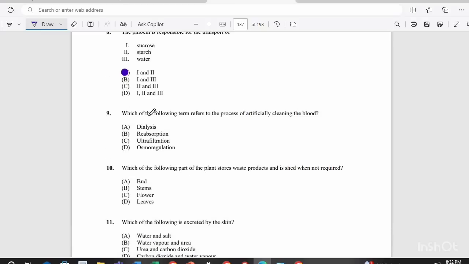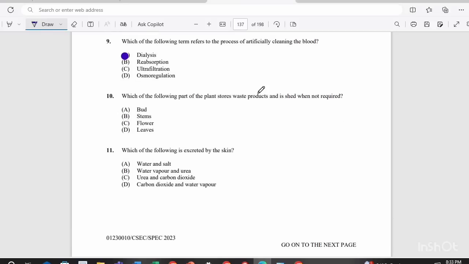Question 9. Which of the following items refers to the process of artificially cleaning the blood? Is it A, dialysis, B, reabsorption, C, ultrafiltration, or D, osmoregulation? If you say dialysis, you are correct. Question 10. Which of the following part of the plant stores waste products and is shed when not required? Is it A, the bud, B, the stems, C, the flowers, or D, the leaves? The answer there is D, the leaves.